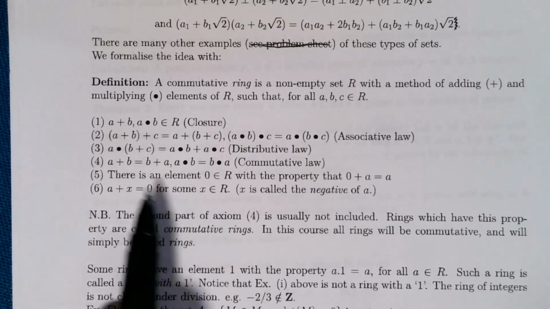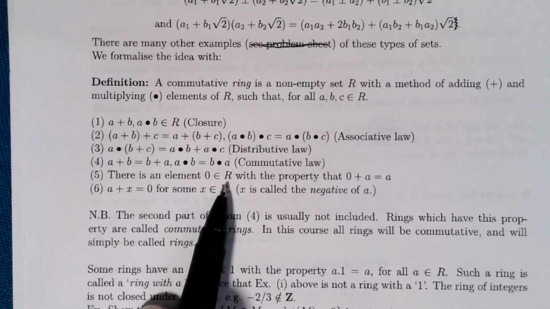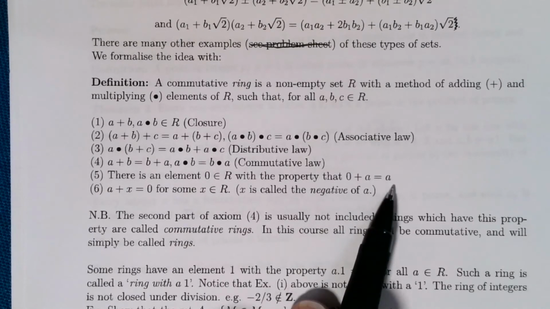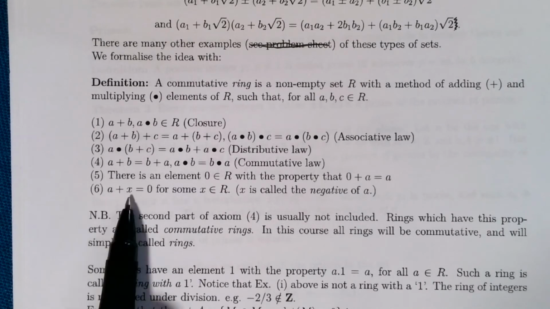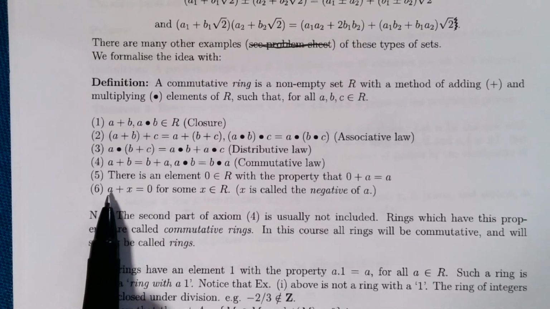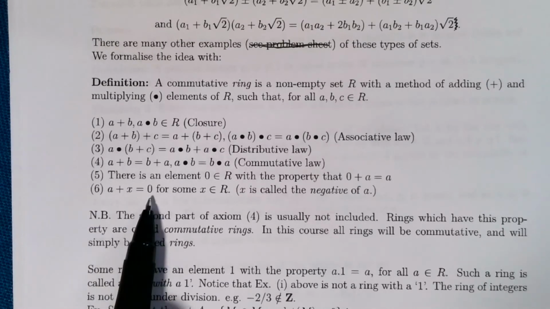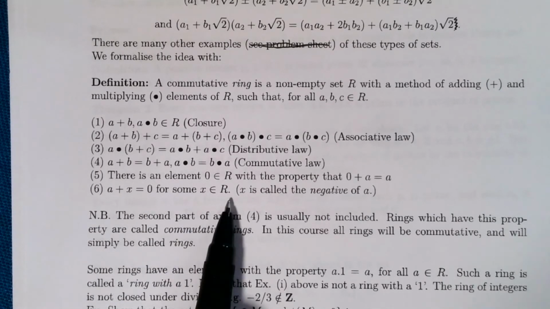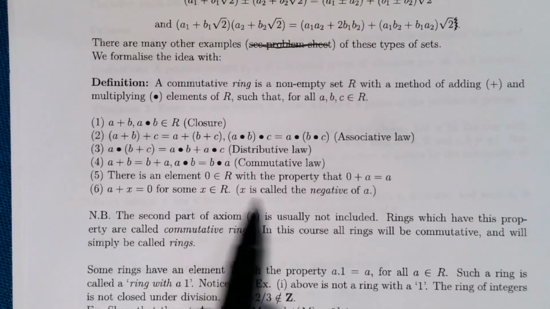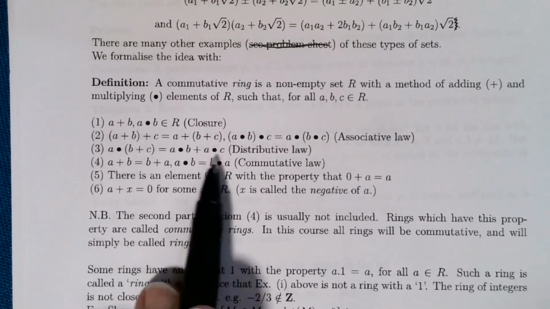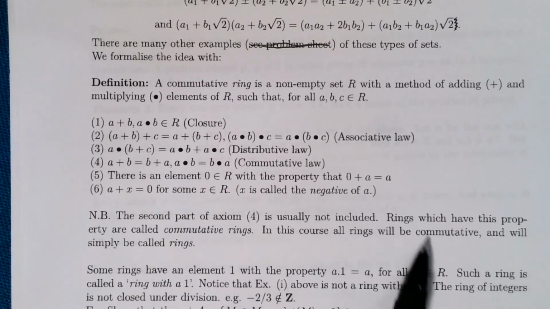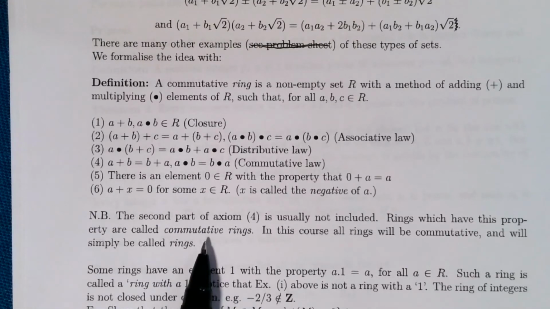Now there's a very special element 0 in the ring, which has the property that if you add 0 to anything, it doesn't change it. And also we need to be able to cancel, we need negatives. So given A, there is an X so that A plus X is 0, for some X in the ring. You think of this X as just the negative of A. Now, the second axiom of part 4 is usually not included. That's what I mentioned here. This one here is normally not included in the axioms. Rings which have this property are called commutative rings. So for us, all rings will be commutative, and I'm just going to use the word rings.